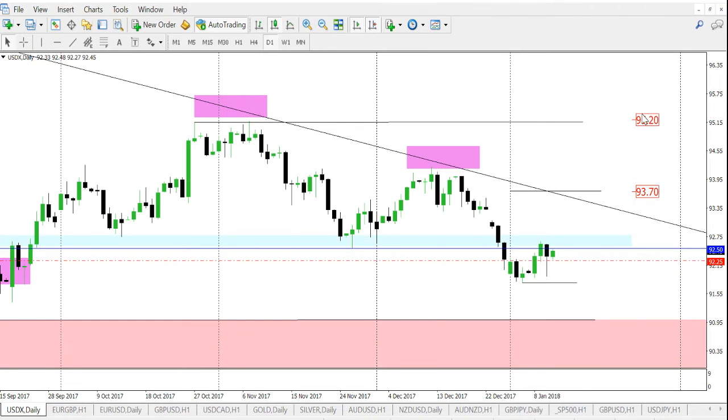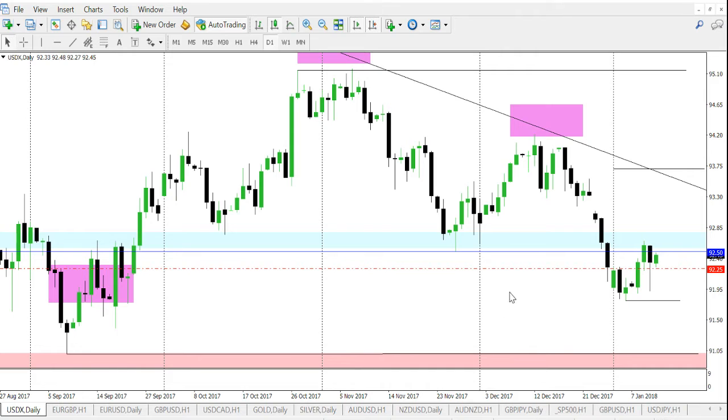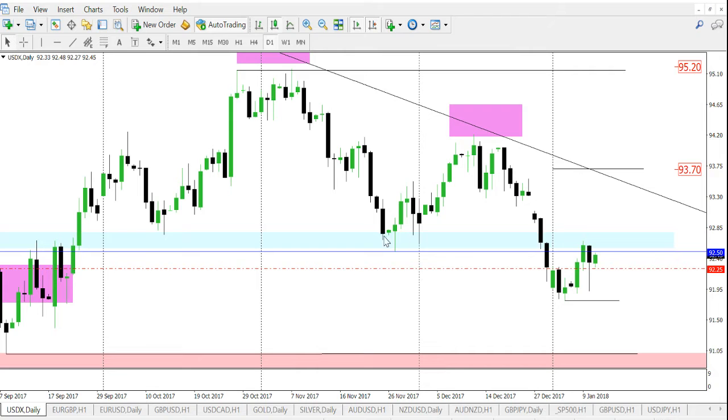Again, until it breaks 95.20, I'm still bearish on the U.S. dollar index. But that, coupled with the interest rates for the U.S. dollar starting to rise, and this failure swing, kind of leads me to believe that maybe this bearish run could have run out, but time will tell. It's still very, very early in the year, and a lot can happen between now and the end of the month, so we'll just watch that one.